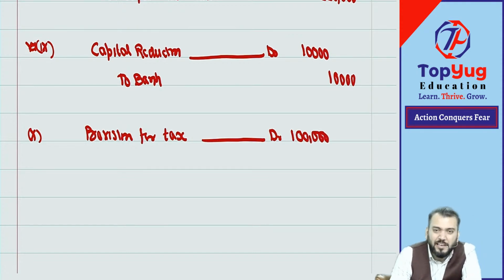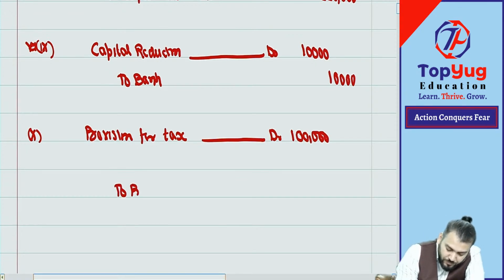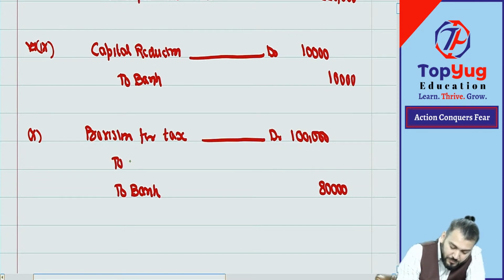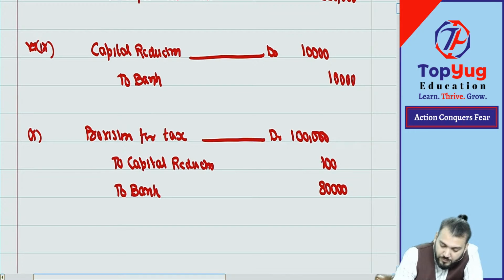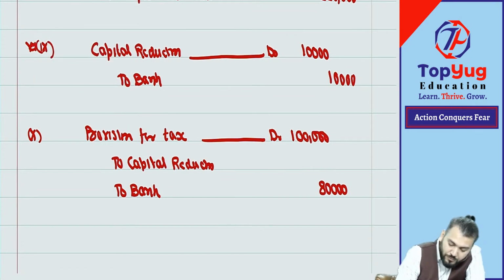Can I say, because it is paid, directly we can say to bank. So to bank how much? Directly we can say to bank, why pass a journal entry? To bank, and the balance will be what? To capital reduction. How much? 20,000. Very simple. Correct.